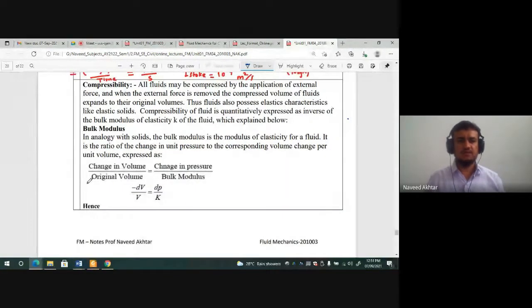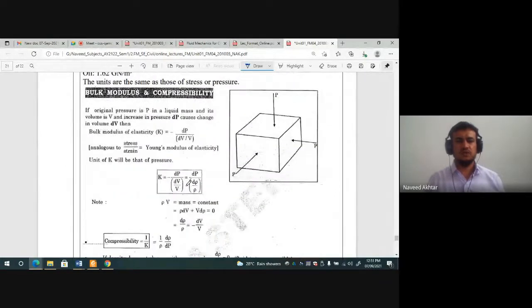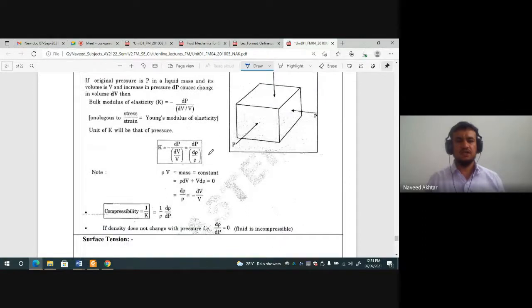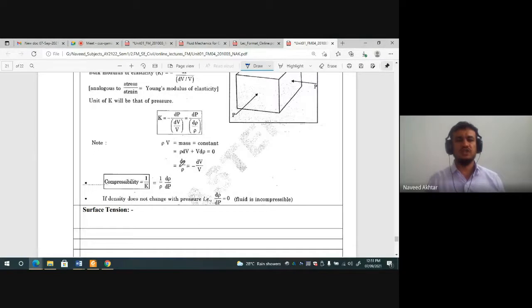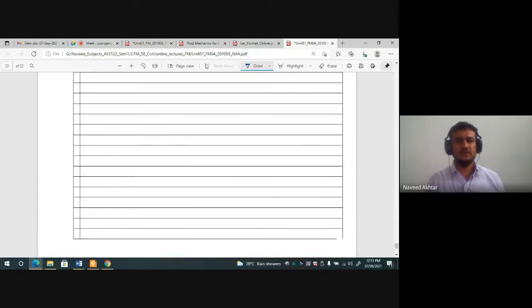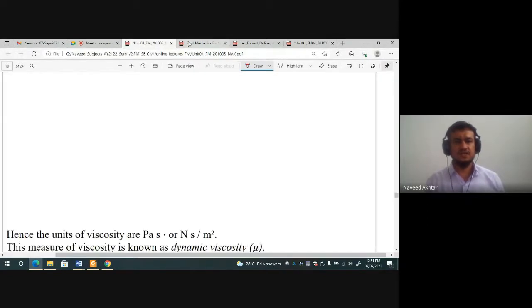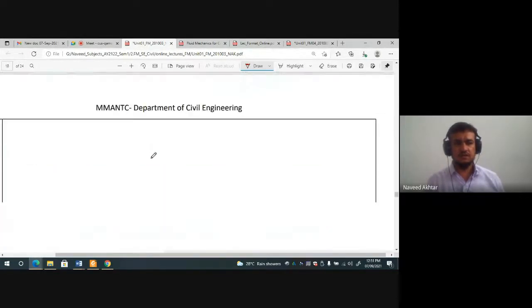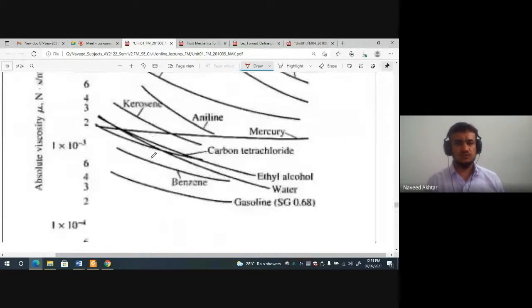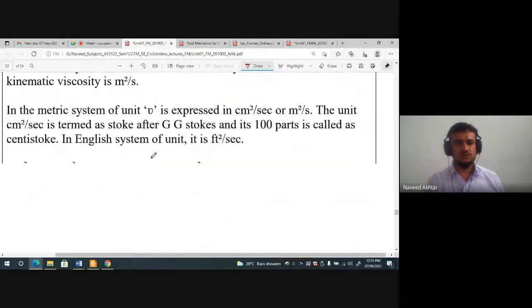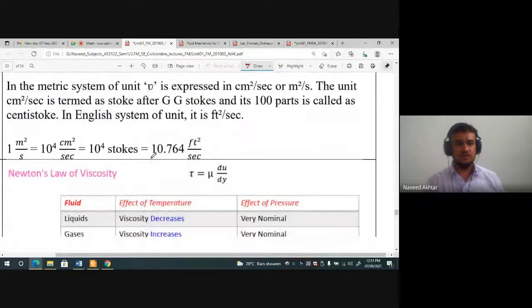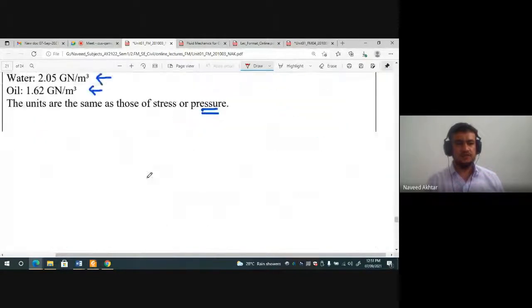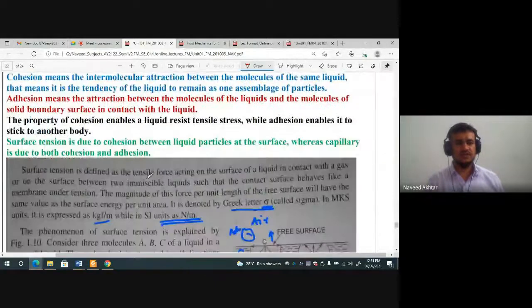Then compressibility we have seen today, that is nothing but K is equal to change in pressure over the strain. And strain is nothing but change in volume over the original volume. And today we have seen again the surface tension.